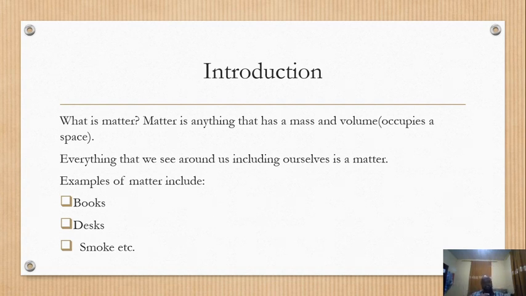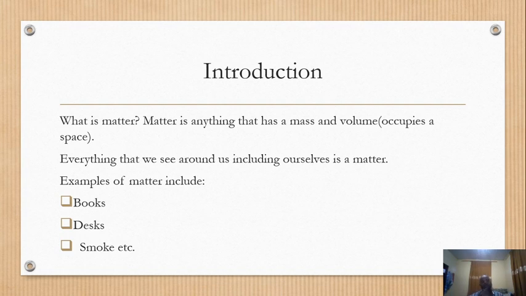So, let's explain what matter is first. What's matter? Matter, by definition, is anything that has a mass and volume. Volume means it occupies a space. It can occupy a certain space, right? It has a volume, and it has a mass. If you put it on a scale, it has a significant mass.